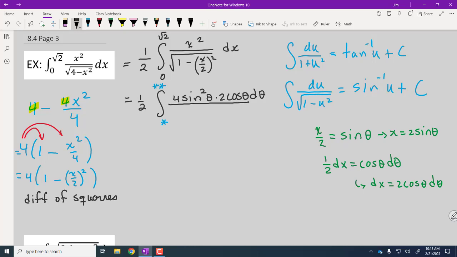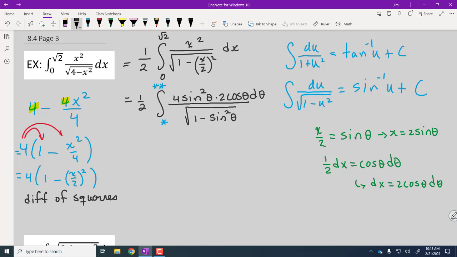Now the denominator. Square root of 1 minus x over 2 is sine, so 1 minus sine squared. And that is the pivotal move right there, because this is going to turn into cosine squared, and the square root of cosine squared is going to be cosine. And then that will cancel with that cosine.